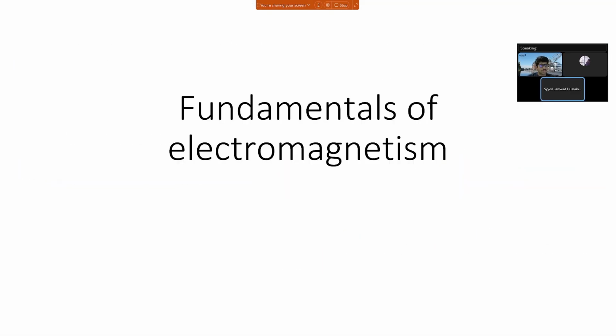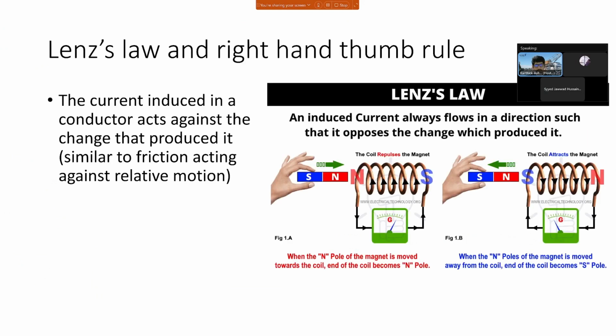So, fundamentals of electromagnetism. We have Lenz's law, which is going to tell us in which direction you're going to have electric current induced if you have a changing magnetic field. So current is induced such that it works against the change in magnetic field. It tries to compensate.